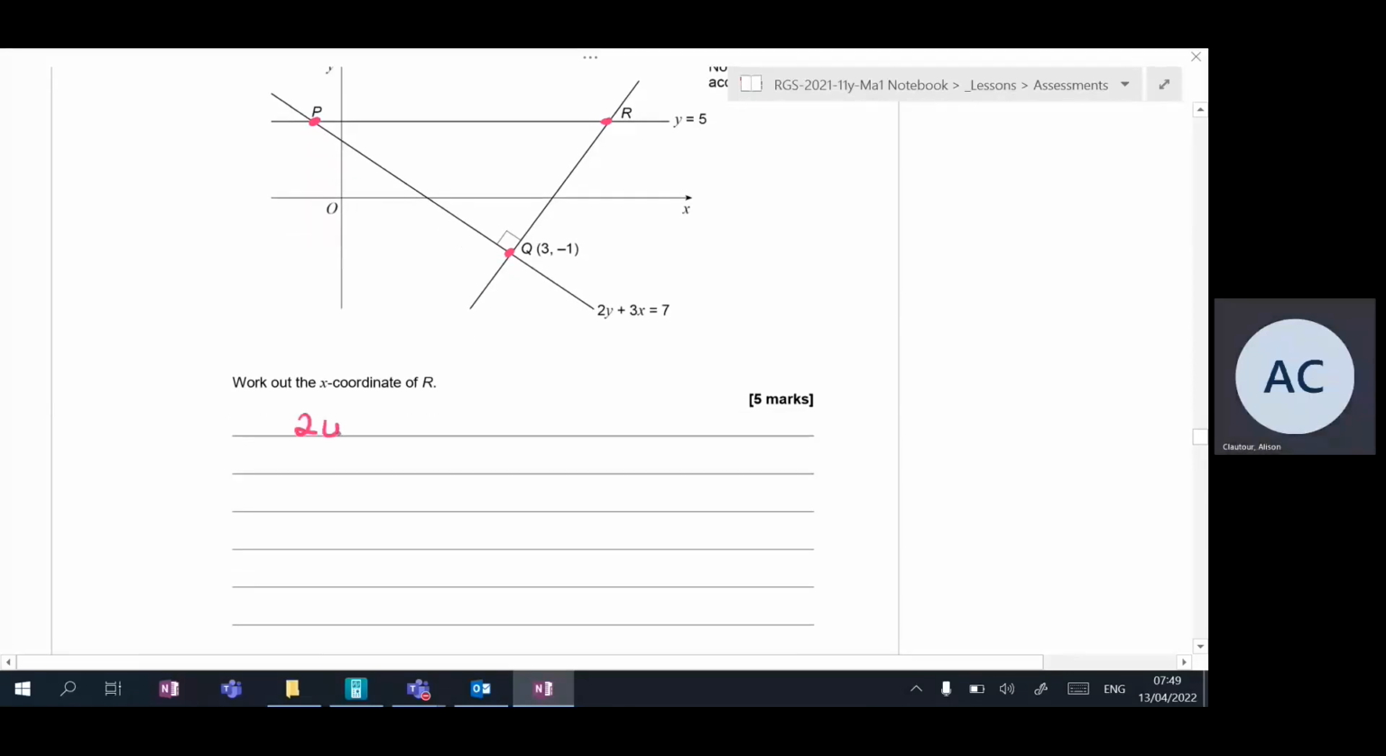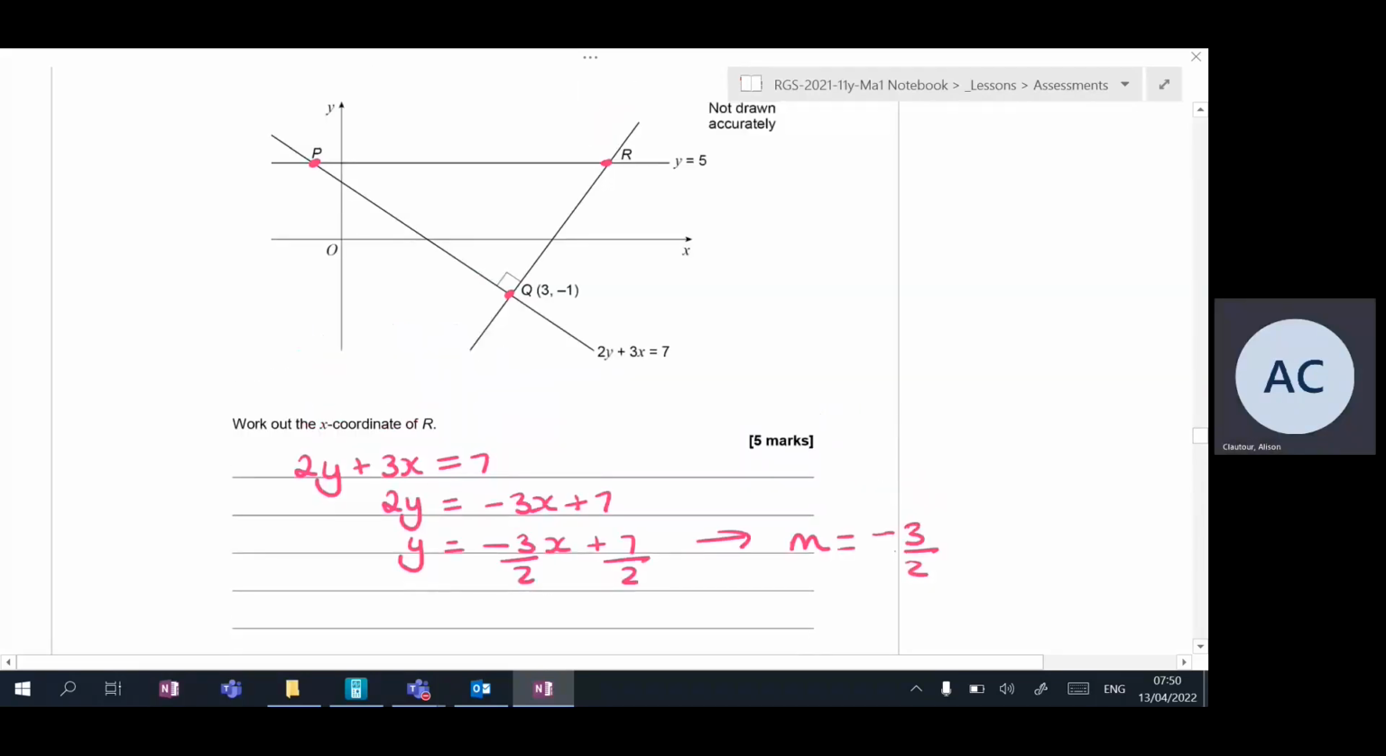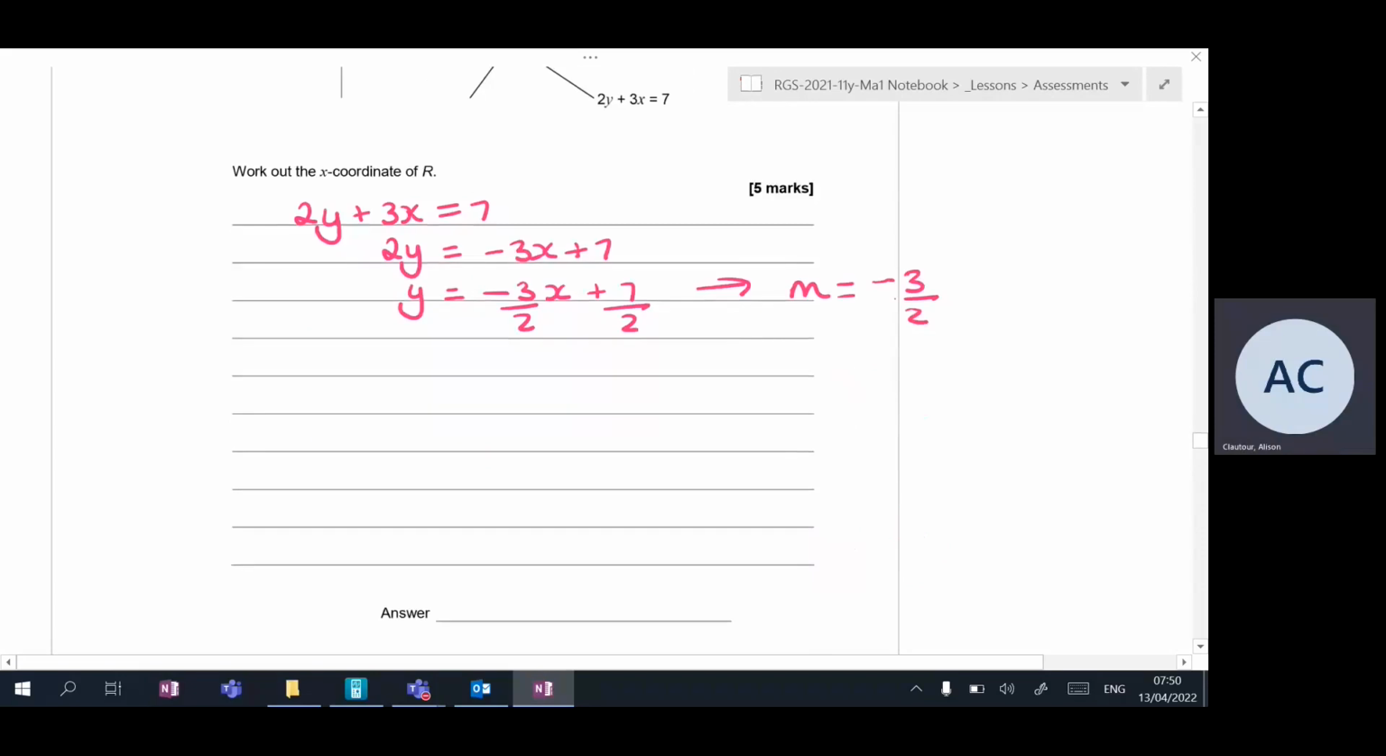So if we've got the line 2y plus 3x equals 7. Okay, I know they're at right angles, so I want to find the gradient. So I'm going to rearrange this so it's in the form y equals mx plus c. Okay, so I know the gradient of that first line is -3/2. So the gradient of the line through QR, because it's perpendicular, is going to be the negative reciprocal.